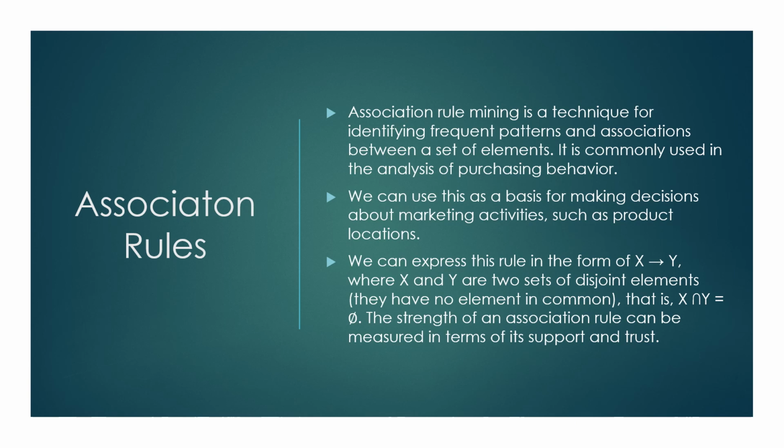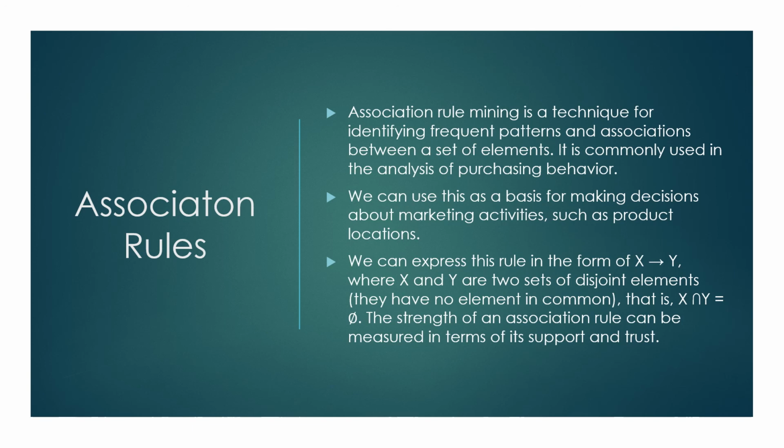Association rules. An association rule is a technique for identifying frequent patterns and associations between a set of elements. It is commonly used in the analysis of purchasing behavior. We can use this as a basis for making decisions about marketing activities such as product locations. We can express this rule in the form of X then Y, where X and Y are two sets of disjoint elements. They have no element in common. That is, the intersection of X and Y is empty.